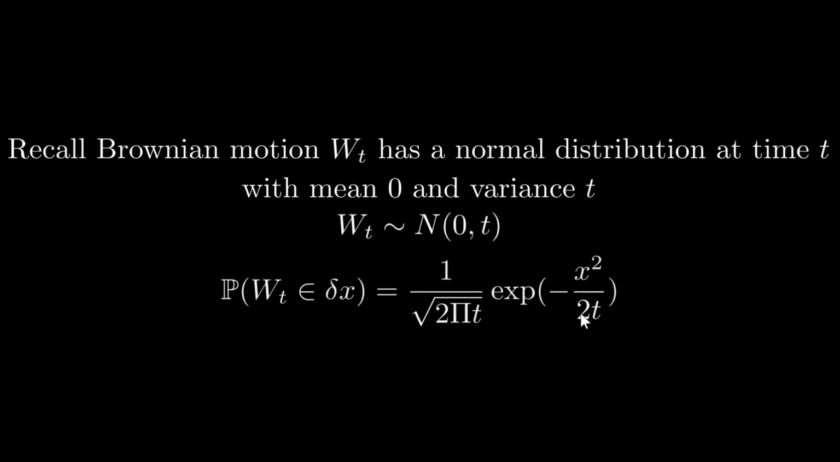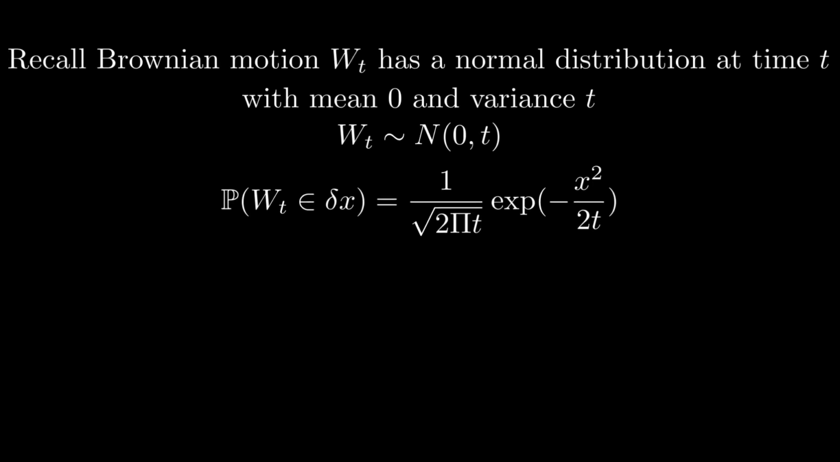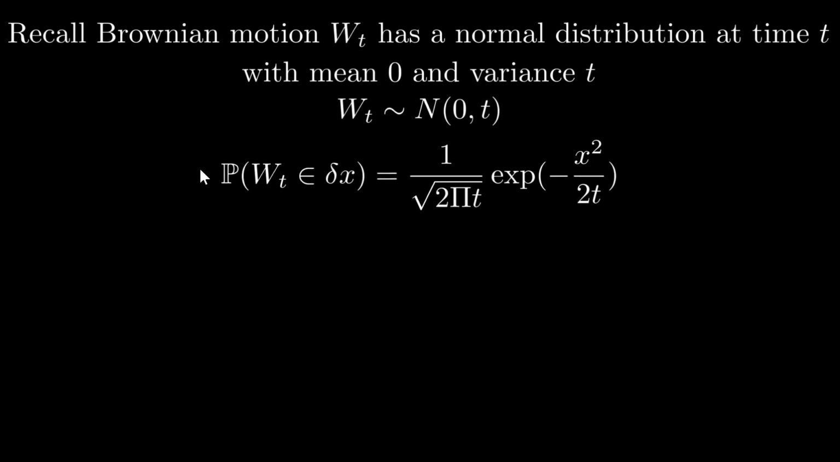The probability density looks like this. So this is very similar to the probability density function of a standard normal with mean 0 and variance 1, except this time you see a t in the exponent here, and also a t multiplying the 2 pi on the outside.